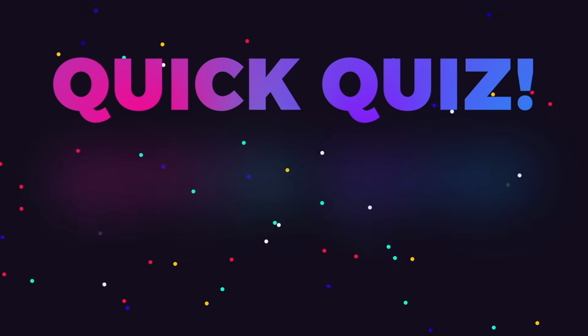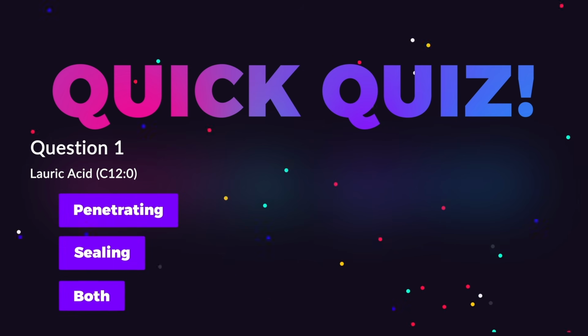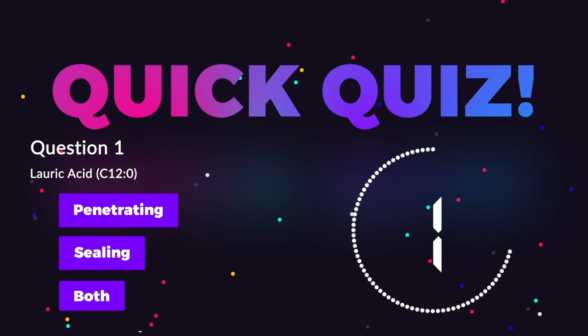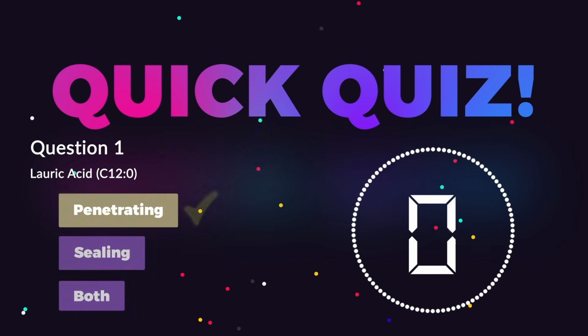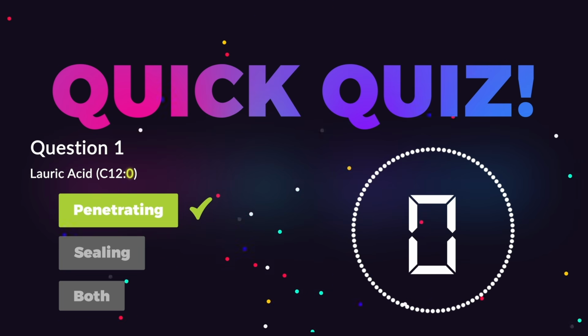Let's take a quick quiz to make sure we're on the same page. Is this fatty acid penetrating, sealing, or both? If you said penetrating, you're correct. This number is under 14, so it doesn't matter what this number is.